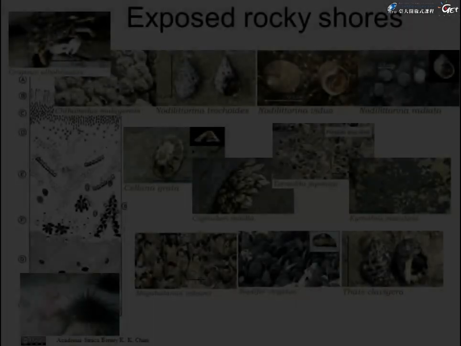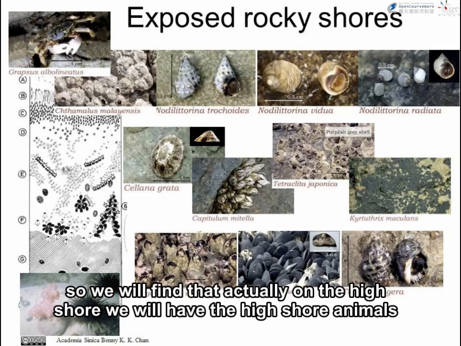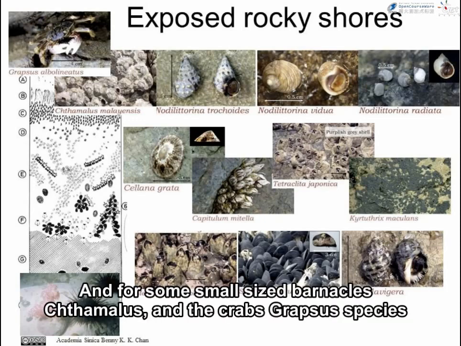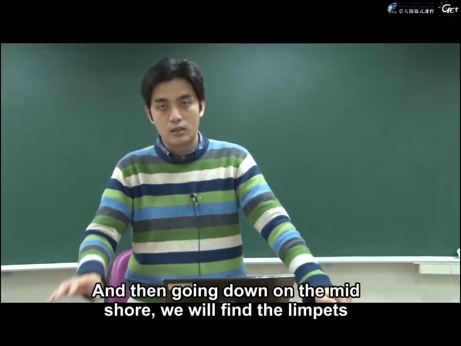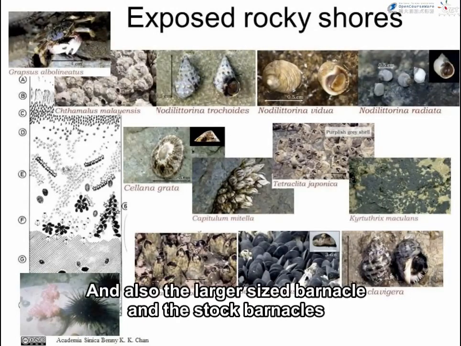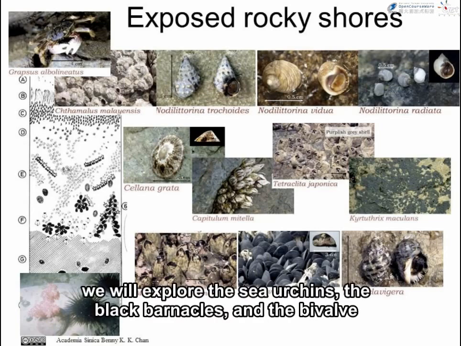Taking an example of a rocky shore on the northeast coast, we will find on the high shore our high shore animals, which are colonized by the tiny snail Nodilittorina species, with some small barnacles, Chthamalus, and crabs, Grapsus species. Going down to the mid shore, we will find limpets, and also larger barnacles and stalked barnacles. Going lower on the shore, we'll find sea urchins, big barnacles, and bivalves.